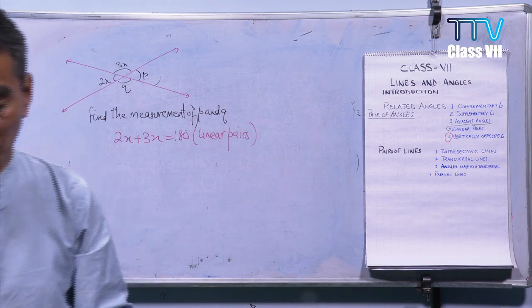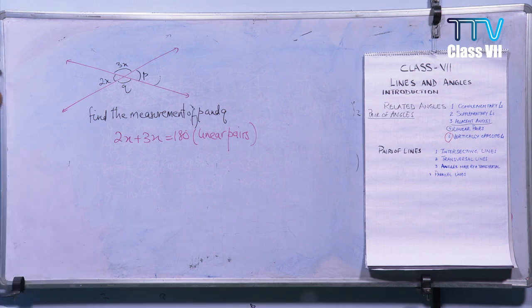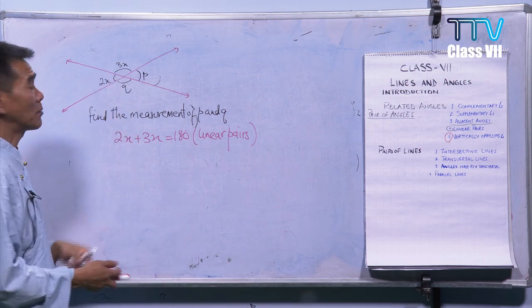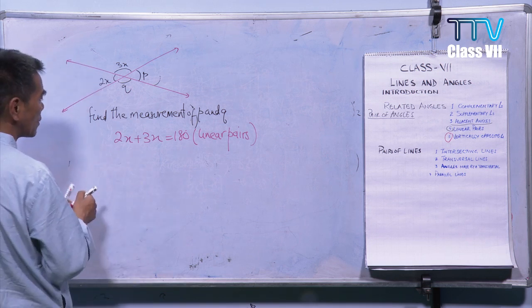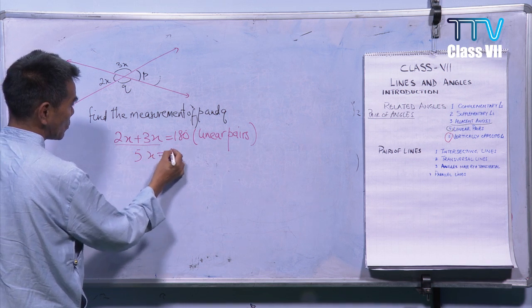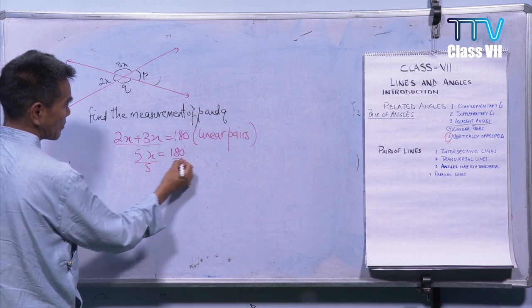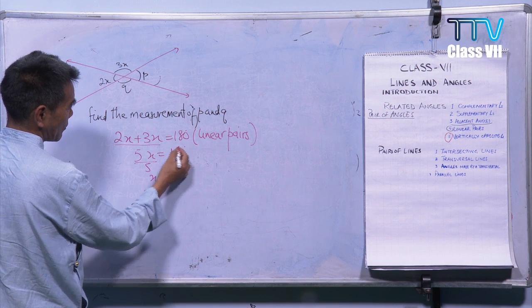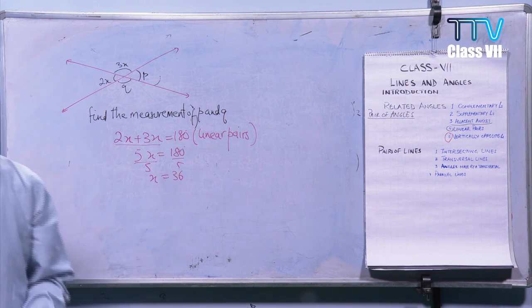P is equal to 2x and Q is equal to 3x. Vertical opposite angle. So when we add these two we get 5x equals 180. Divided by 5, x is equal to 36. X is equal to 36 degrees.